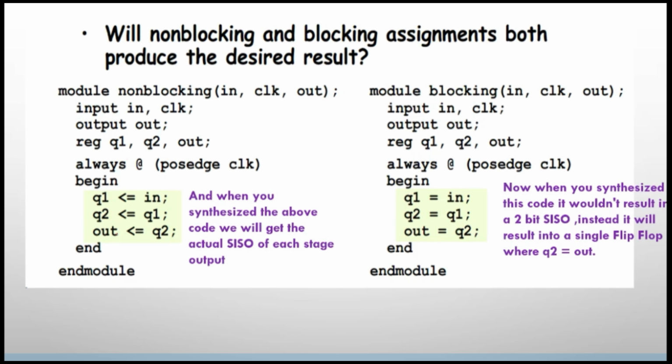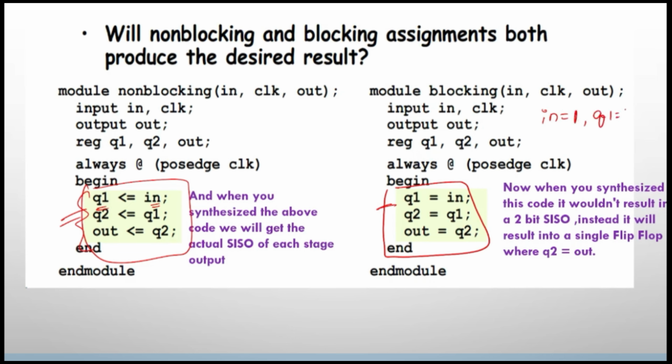Here I am taking three values. If you see here, q1 equal to in, the same thing here, the logic is the same for both. What I am doing is using a blocking statement in one program and non-blocking statements in another. If you are using the blocking statement, what happens? For example, let us consider the previous values: in equal to 1, q1 equal to 0 and q2 equal to 1. Let us consider these are the three values.